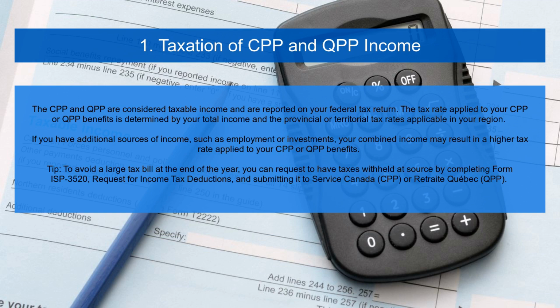The CPP and QPP are considered taxable income and are reported on your federal tax return. The tax rate applied to your CPP or QPP benefits is determined by your total income and the provincial or territorial tax rates applicable in your region. If you have additional sources of income, such as employment or investments, your combined income may result in a higher tax rate applied to your CPP or QPP benefits.